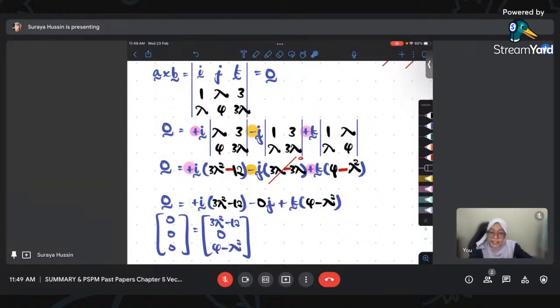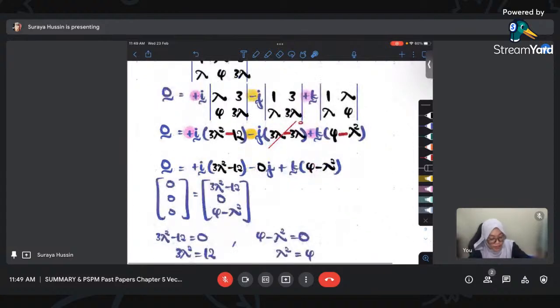No, what I meant is you can change the cara penulisan daripada IJK. You boleh tuliskan dalam bentuk brick bracket begini, yang ada 3 vektor. Okay. So you can write it like that and you can start to compare. Compare yang mana? 0, 0 ni tak payahlah compare. Compare lah bahagian yang ada lambda.